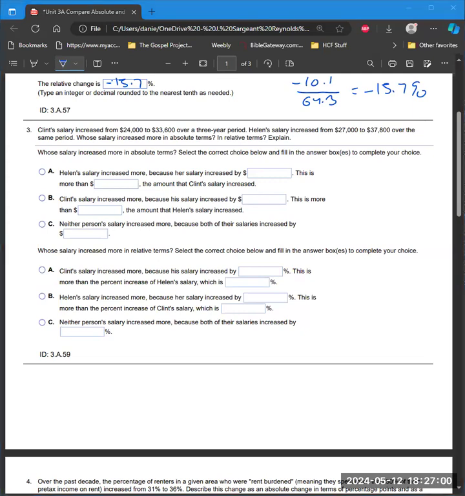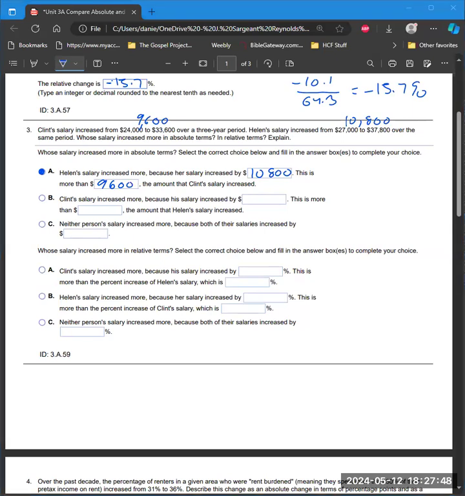So 33,600 minus 24,000 is an absolute change of 9,600. And then 37,800 minus 27,000 is an absolute change of 10,800. So Helen's salary increased more because her salary increased by 10,800. Don't put a comma in there. This is more than 9,600. Again, don't put a comma in there.